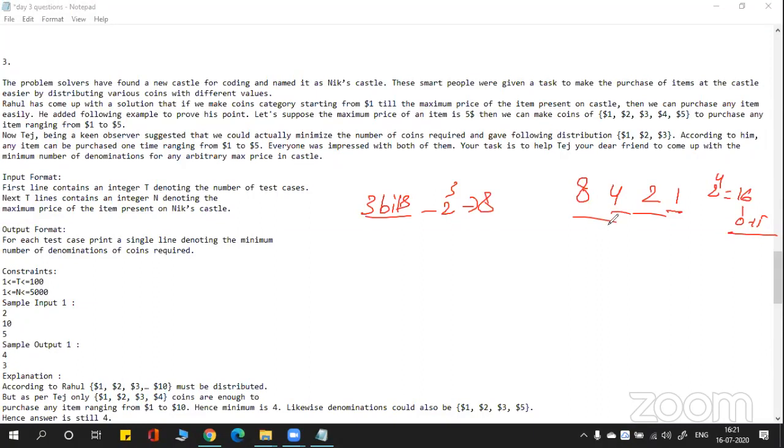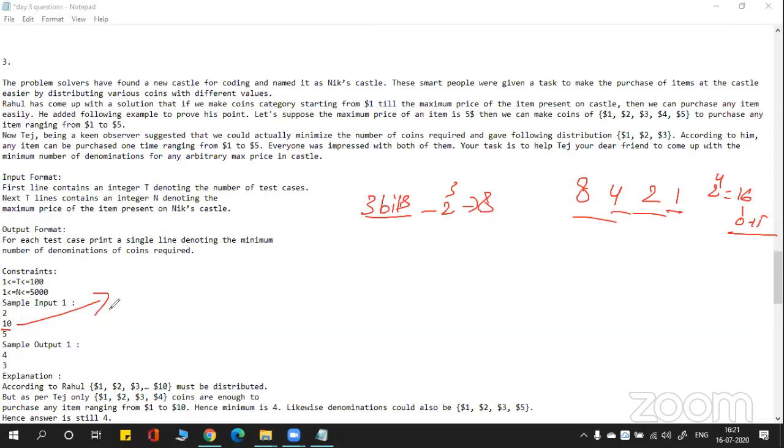Here they are not asking for any value, they are just asking the number of coins. So how many coins do we require? Let us see this thing only. If I can represent this 10 in binary format, then you will come to know how many bits you require.